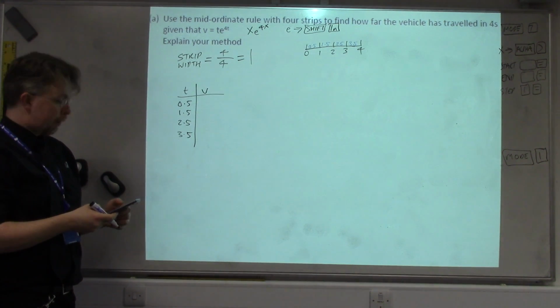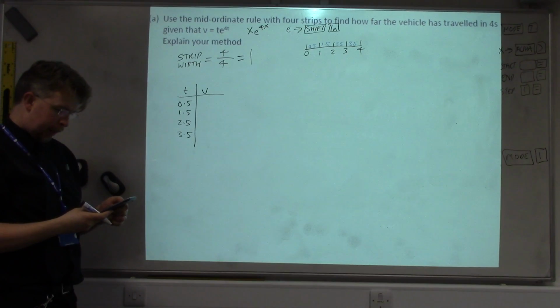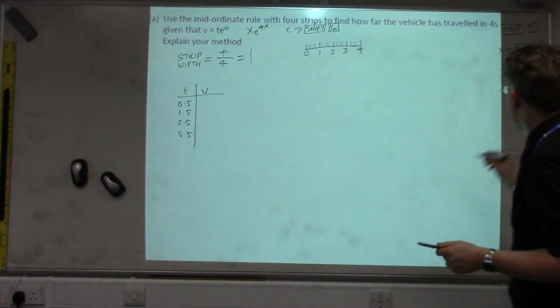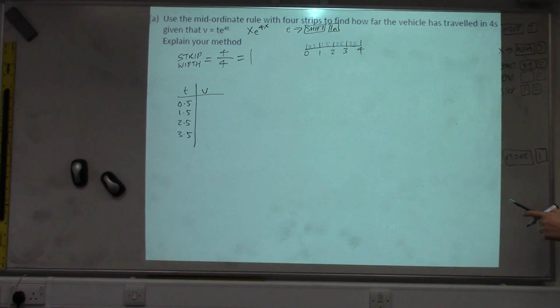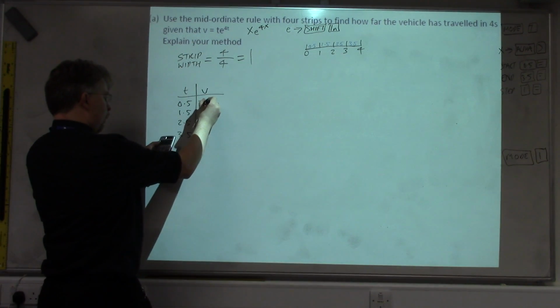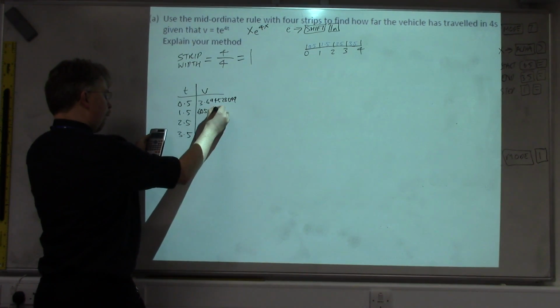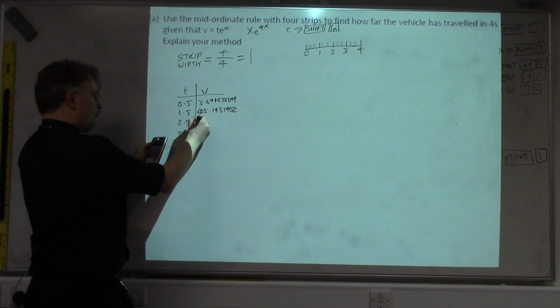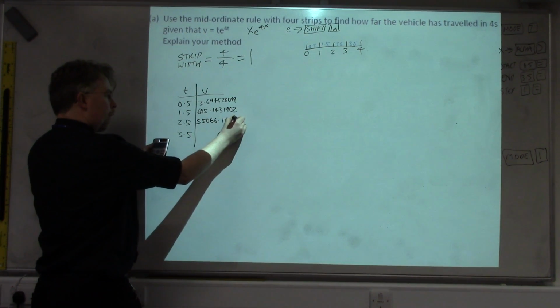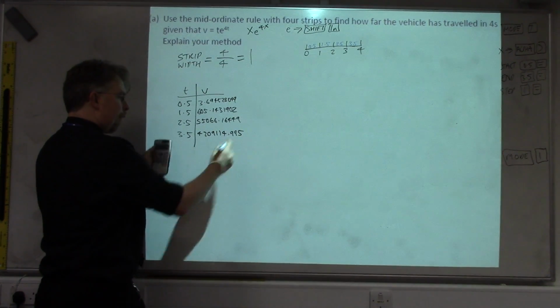So mode 7, alpha X, Shift LN, to the 4 alpha X, equals, starting at 0.5, ending at 3.5, steps are going up in 1. So the values are 3.6945280049, 605.1431902, 55066.16449, and finally 4209114.995.